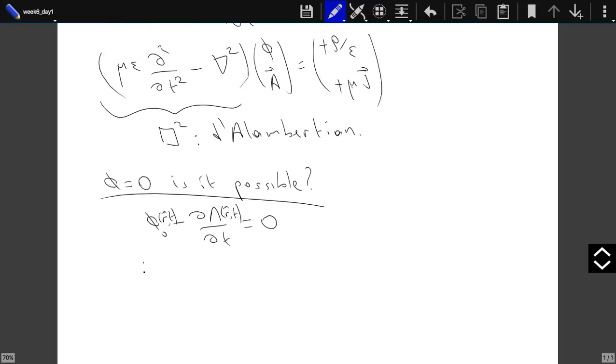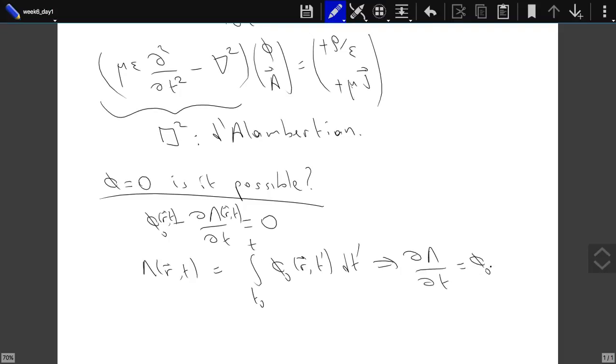Well, let me choose lambda of r and t as the integral of phi 0 of r and t prime dt prime from t0 up to t. I can always evaluate this integral given a phi 0. But this tells me that the derivative of lambda with respect to t is nothing but phi 0 of r and t. So phi 0 minus del lambda by del t is equal to 0. So what this proves is I can always choose a gauge in which phi is 0. This is the proof that I can make that choice.